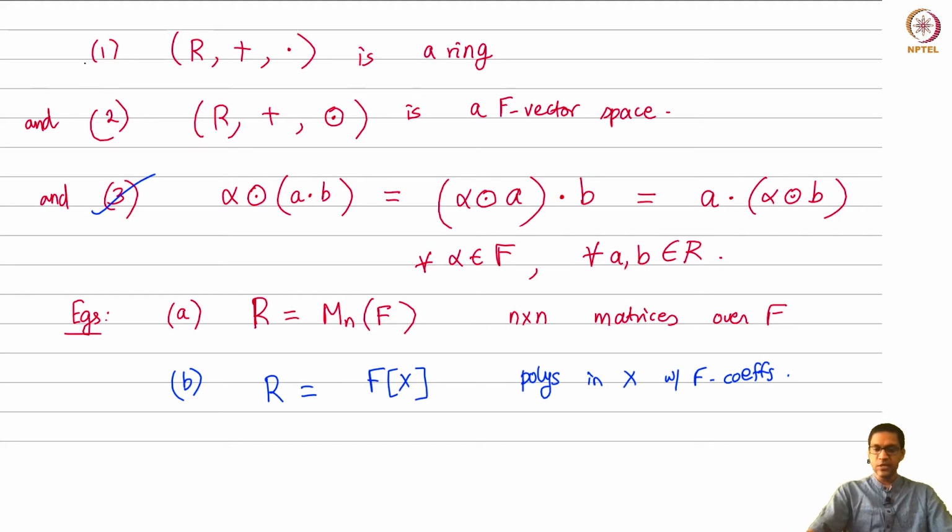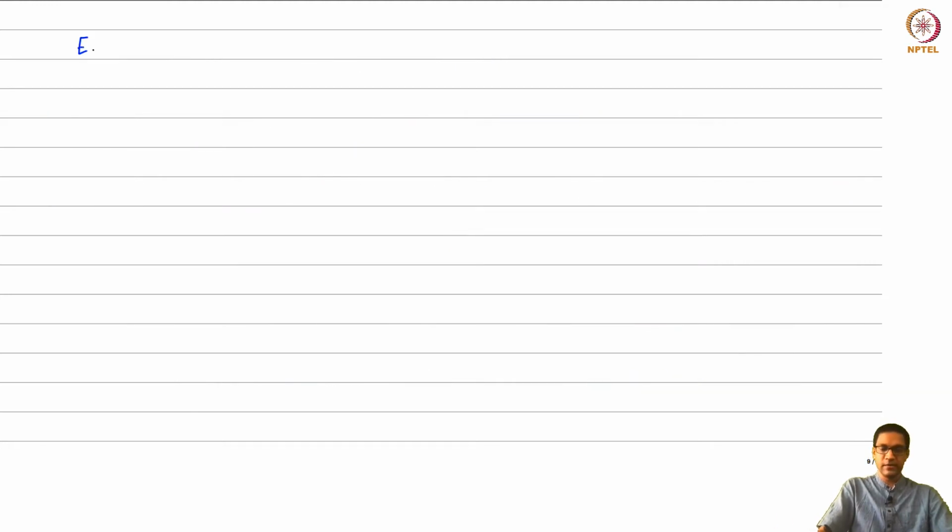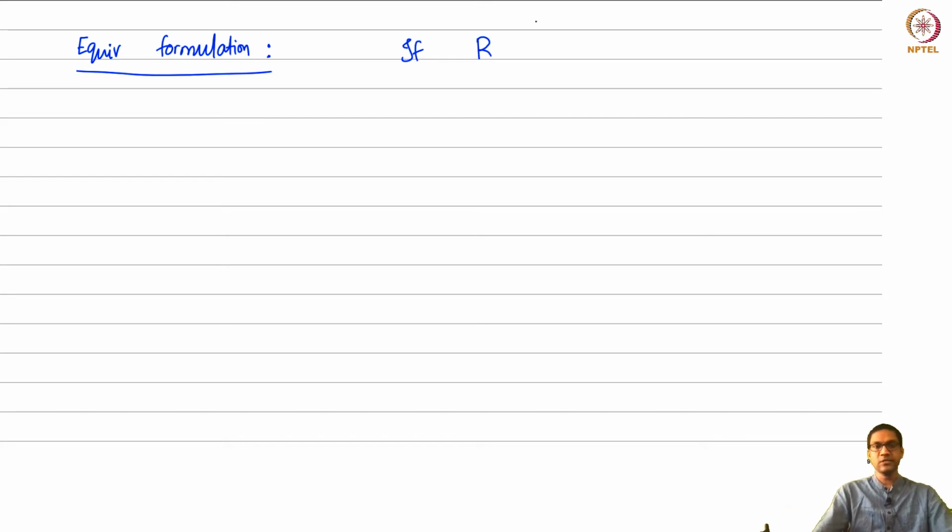These three axioms of an F-algebra, 1, 2 and 3, can also be written in a slightly different form. This is an equivalent formulation, if you wish. So observe that before I tell you what the formulation is, let's make some observations. If R is an F-algebra, what does it mean? Well, it says the following. I know how to scalar multiply elements of R by elements from F.